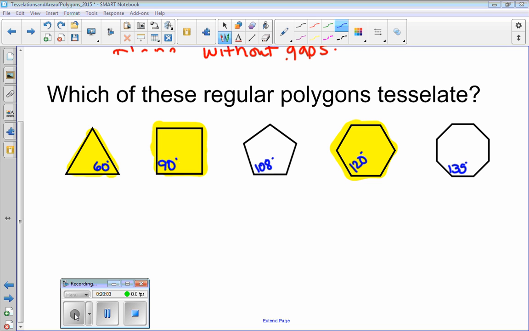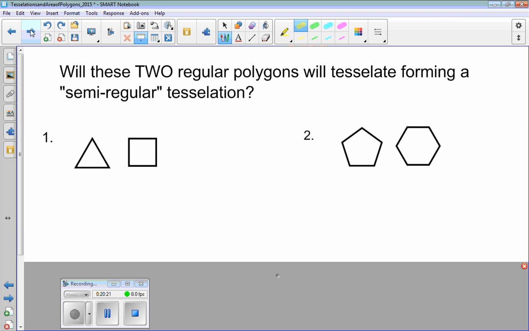Fair enough? So again, if you had this question on the SOL, could you answer it? It is one of those where you have to select all, and if you miss one, the whole question's wrong. So we can either memorize it, or you can look at the process of the interior angles. Fair enough? All right, one more question about tessellations.